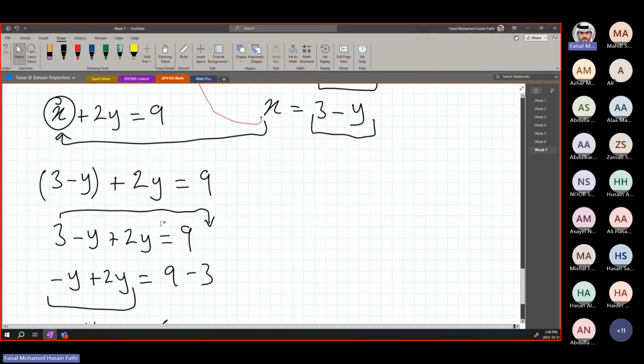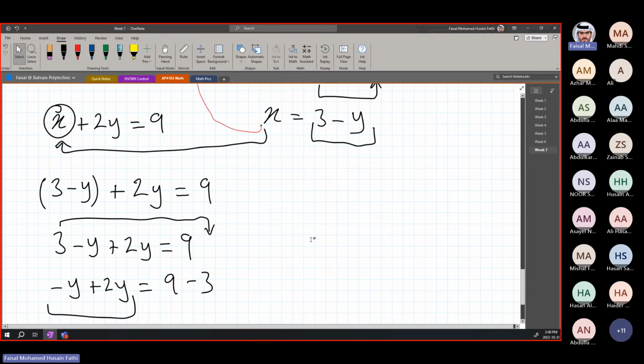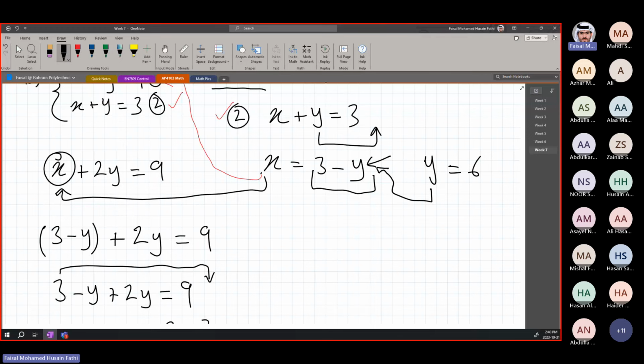Okay. Now that we found our y value, we could just substitute this y value back into this x equation over here, into this y over here. So we found that y is equal to 6. Yeah, y is equal to 6. So we can just plug this back into the y over here. So x is equal to 3 minus 6. X is equal to 3 minus 6 is basically minus 3.